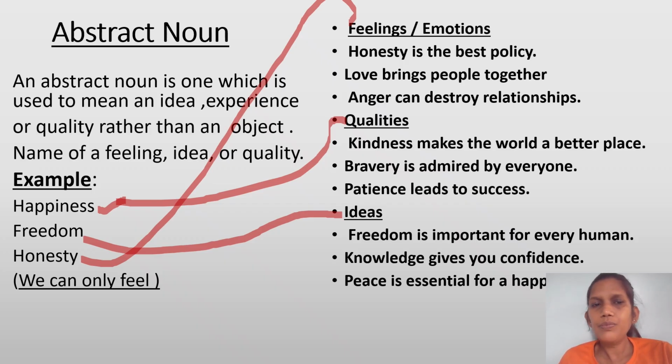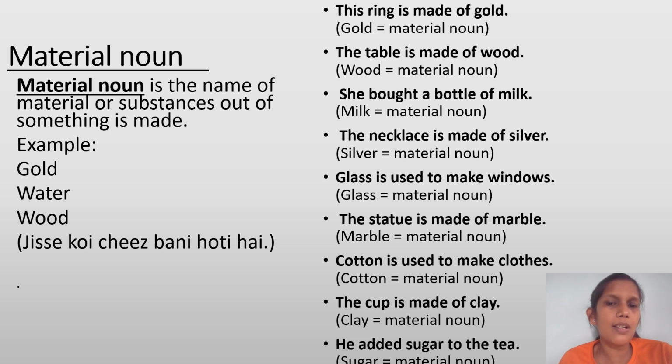Okay. Now coming to the next, material noun. It's very simple. I have written in very simple language so that everyone can understand. Material noun is the name of a material or substance out of which something is made. For example, gold, water, wood. Exactly. Now I'll explain in very simple language. It is the name of a material or substance out of which something is made.